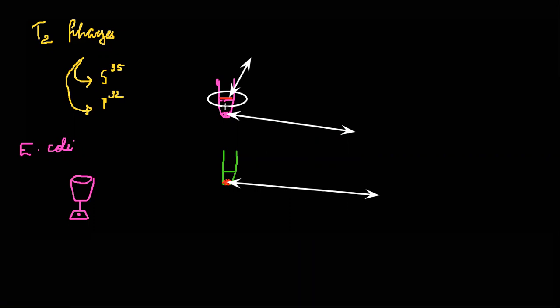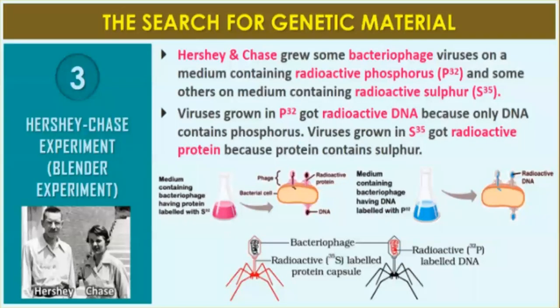So this means that the virus introduced its DNA into the bacteria for its multiplication. So DNA has the ability to pass from one generation to the next, and therefore they concluded that DNA is the genetic material. Is that clear? So let's move on with the slides.